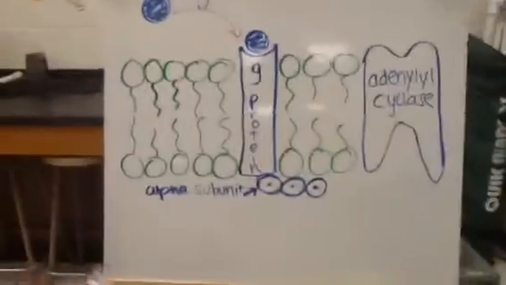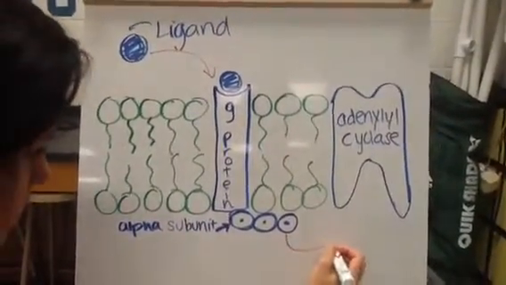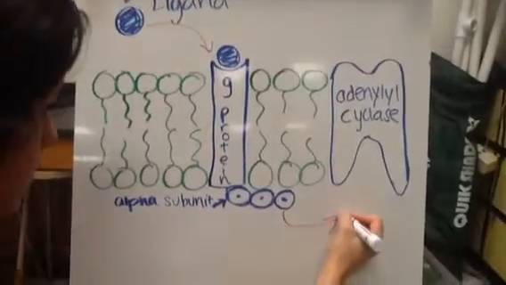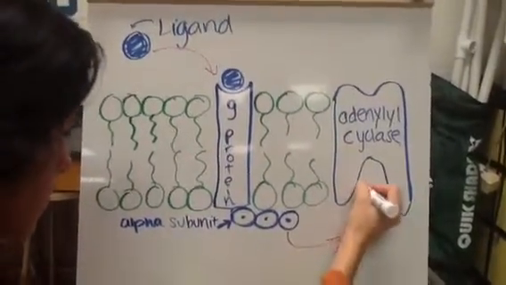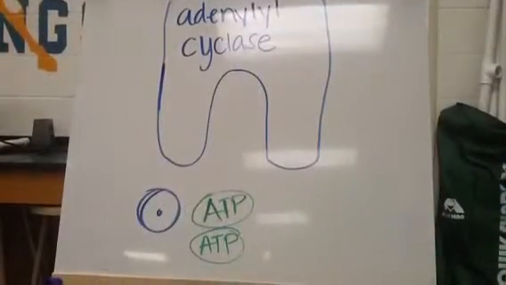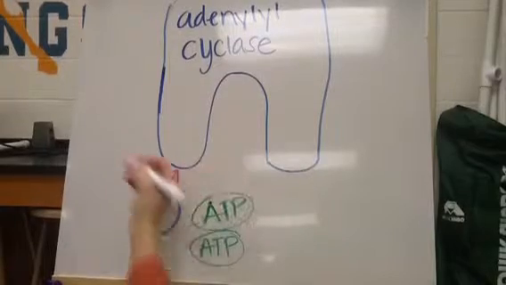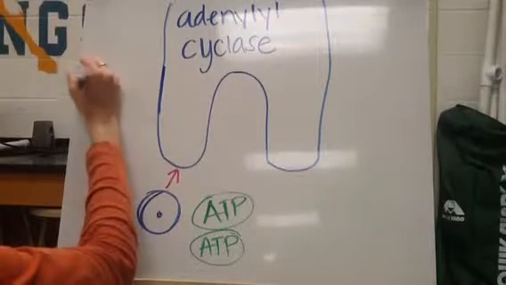The ligand attaches to a very specific spot on the receptor protein, in this case the G protein. The G protein has a very specific spot which only the ligand can attach to. The ligand makes the G protein loose an alpha unit.